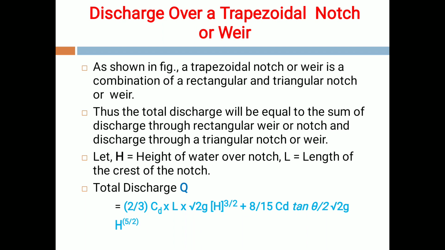This is the equation for discharge through the trapezoidal notch or weir. And in addition, plus 8/15 CD tan theta by 2 under root 2g H to the power 5/2. This equation can be used for the discharge through the triangular notch. So, here you can see the discharge over the trapezoidal notch or weir is the combination of both the notches, that is rectangular and triangular.